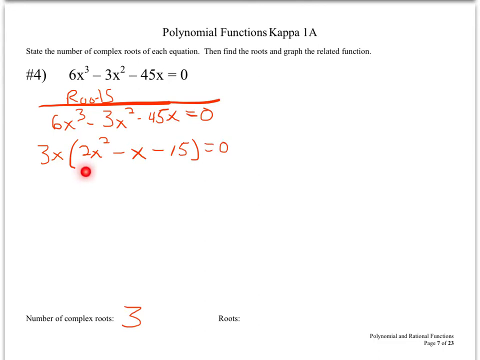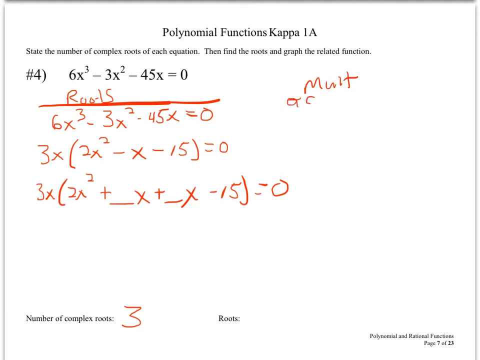Since the lead coefficient is not a 1, we need to take this middle term and split it into 2 terms and then factor by grouping. When you split this middle term, I would strongly encourage you to always do a plus blank x plus blank x. And then what goes on these blanks is 2 numbers that multiply to get negative 1, same 2 numbers add to get negative 1, same 2 numbers multiply to get negative 30.